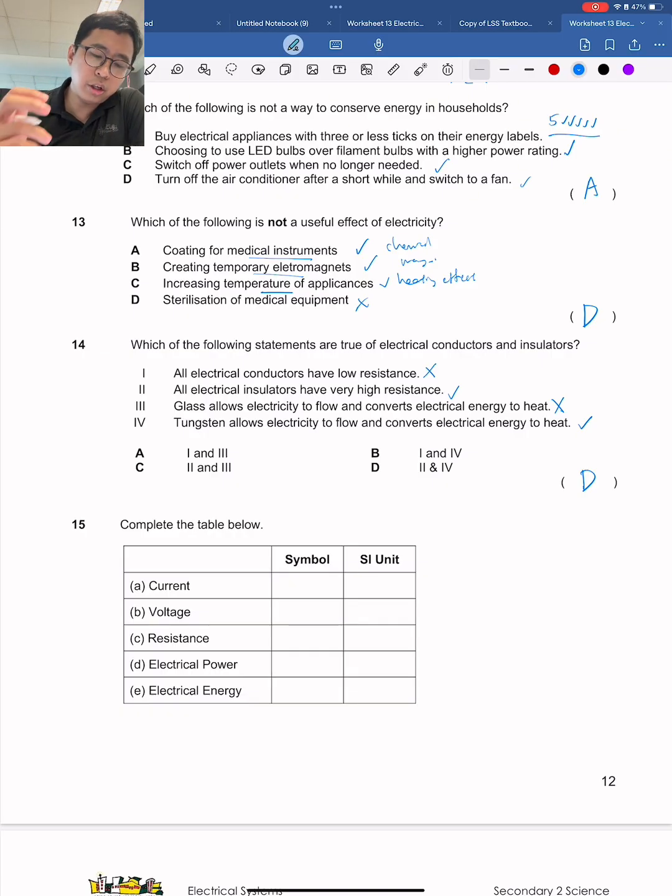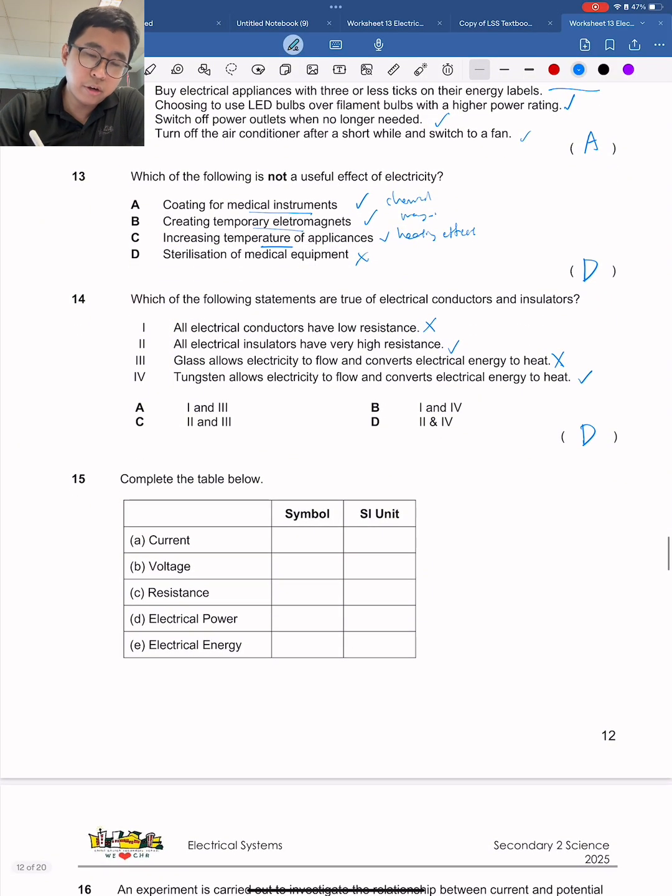Okay, so here we're talking about, in this table, as we went through previously, the symbol for current is I, symbol for voltage is V, symbol for resistance is R, symbol for power is P, and symbol for electrical energy is E. In essence, this is not too important. You don't need to commit this to memory, but if we use it, we'll give it to you. But the SI unit you need to remember.